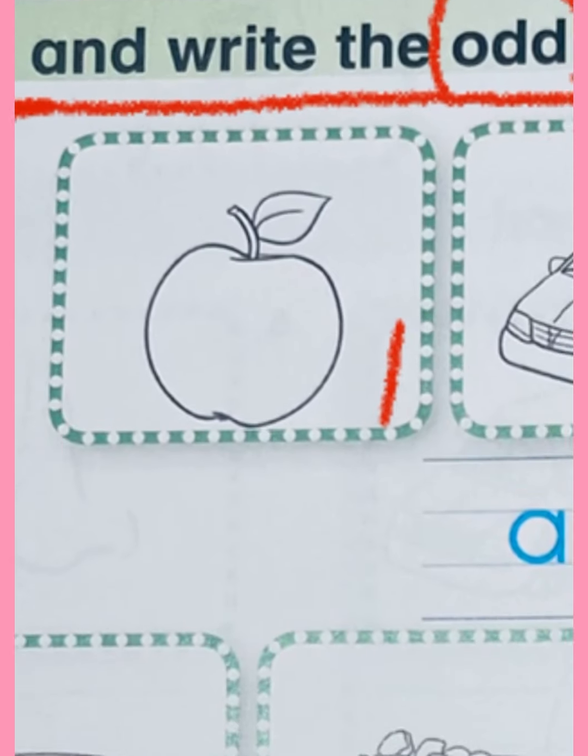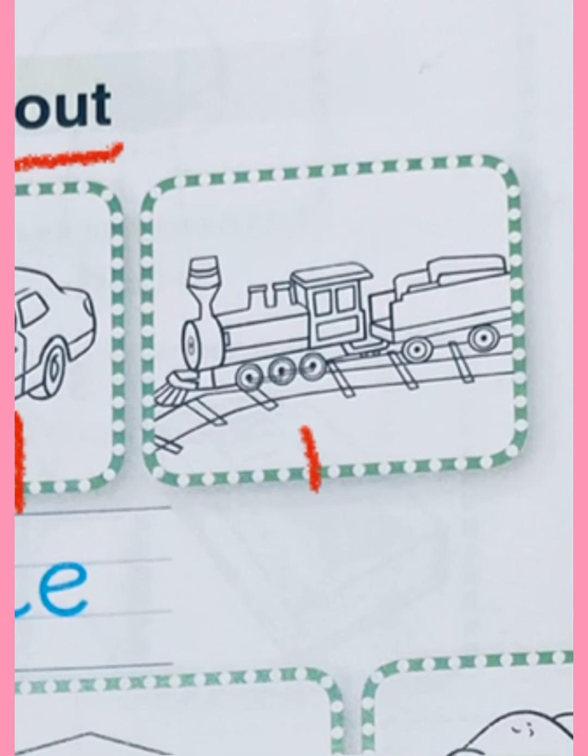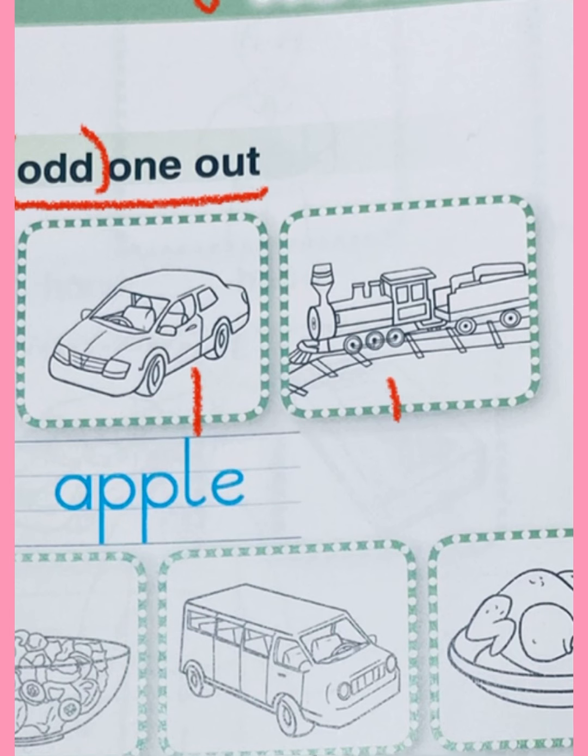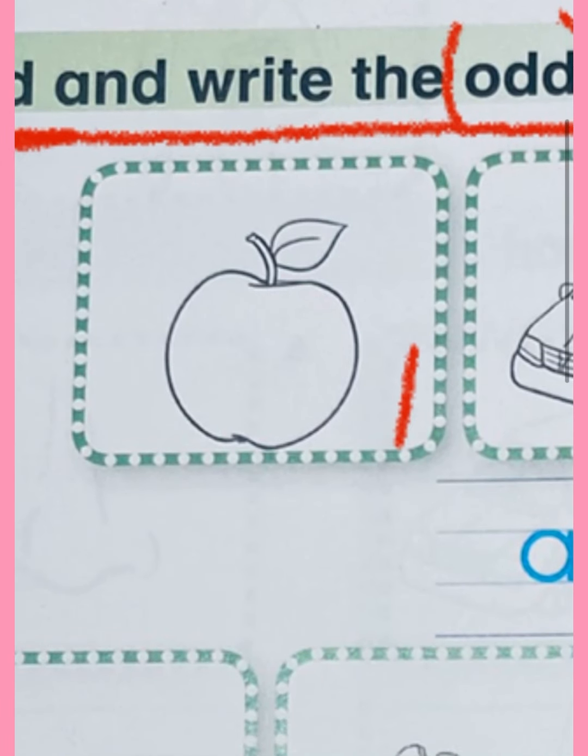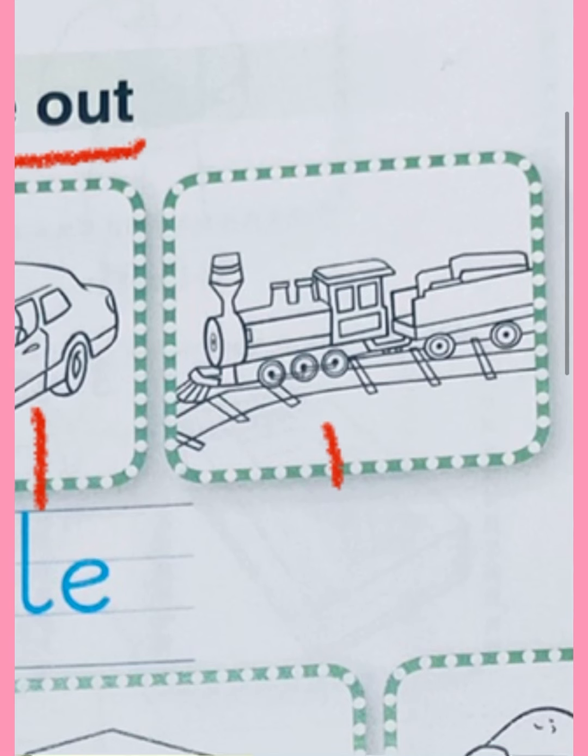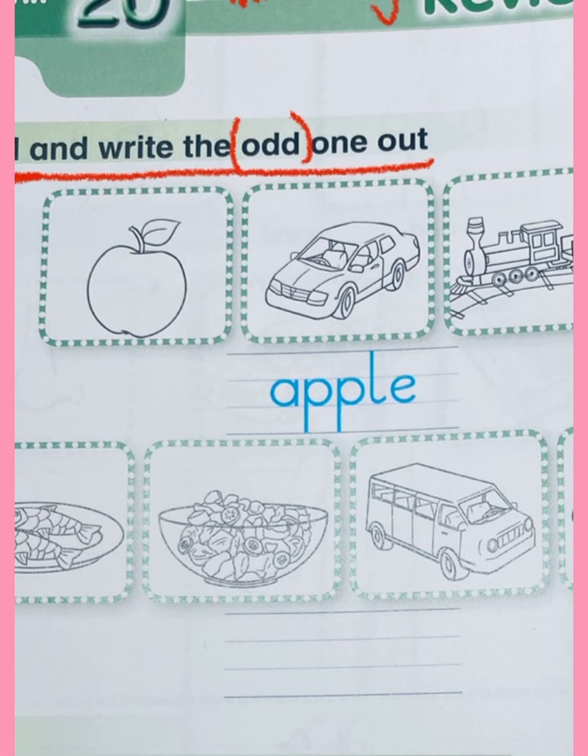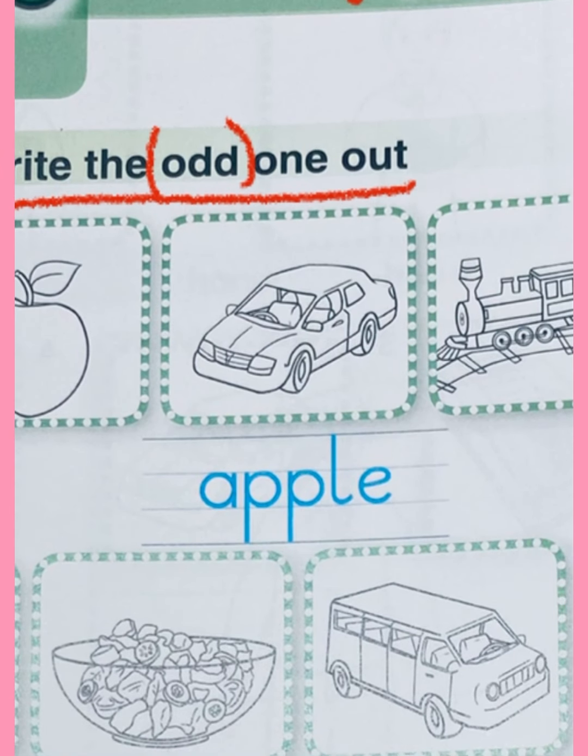Okay, look, here we have an apple, here we have a car, and here we have a train. Well, the car and the train are similar, right? Both are vehicles. Well, the apple is the odd one, right? It's something we eat. But the car, we can't eat the car, right? And we can't eat the train. So the odd one is the apple. Look here, we wrote apple. Okay?